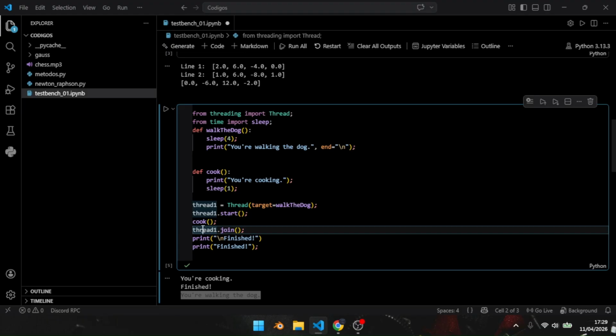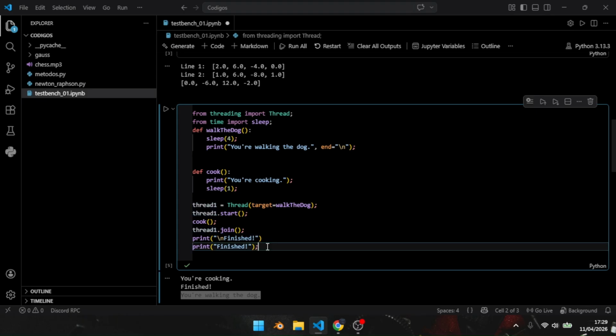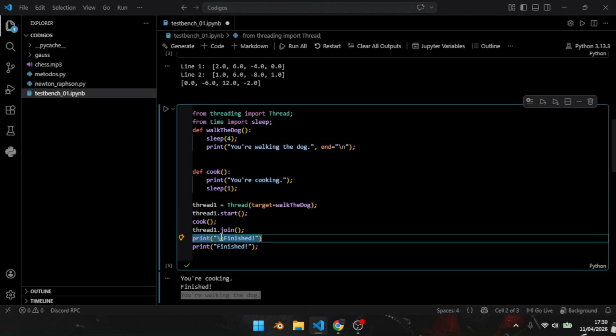Thread.join is basically gonna do the opposite of thread.start. Thread.start avoids the function, it doesn't let the function yield. Join is gonna do the exact opposite. It's gonna wait until that thread is done, which means it's gonna wait until that function is done doing whatever it does, and then it's gonna continue the script.